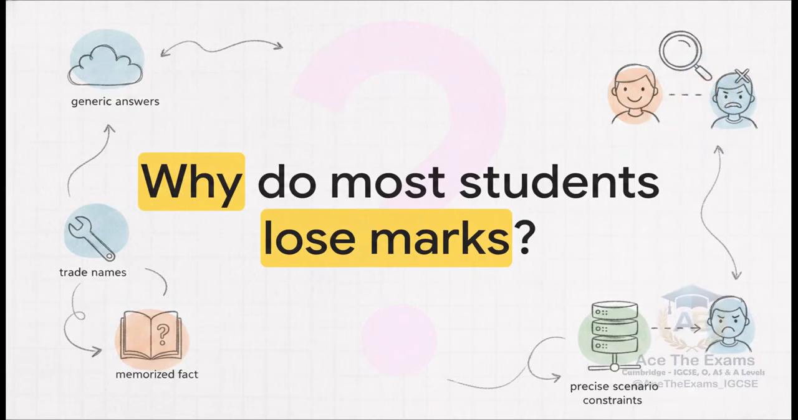They failed to use the precise scenario constraints given in the prompt. They'll use everyday trade names instead of the proper technical terms, or they'll just dump a memorized fact onto the page that doesn't actually apply to the specific situation the question is asking about. Well, throughout this explainer, we are going to fix that completely.